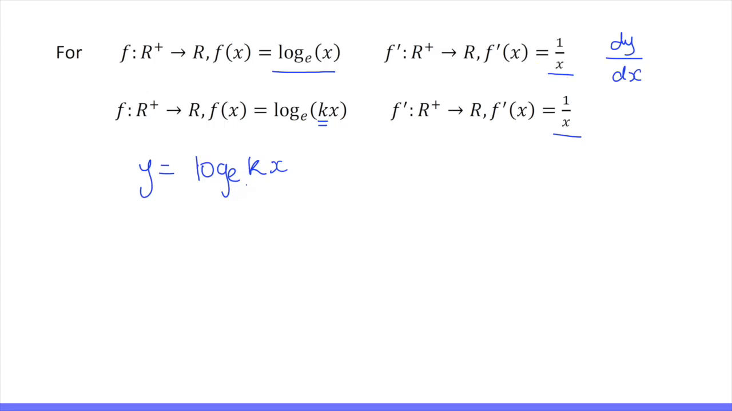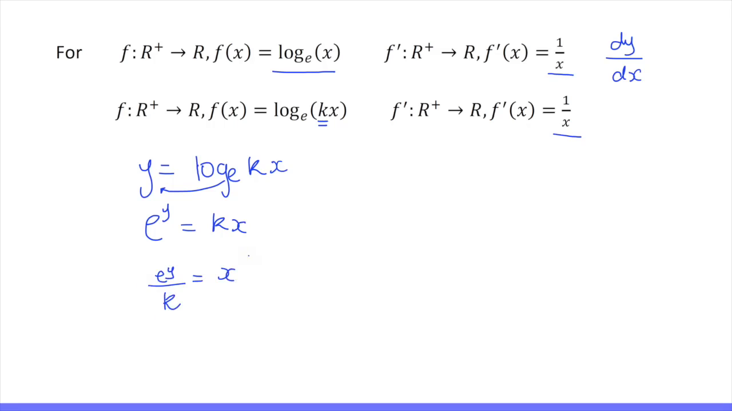And the rule that we do know is about exponentials. So I'm going to now transform this into my exponential. So the base is e. I'm just going to simply take that to the other side. That will be e to the power of y is equal to kx. And then to get x by itself, I'm just going to divide both sides by k.